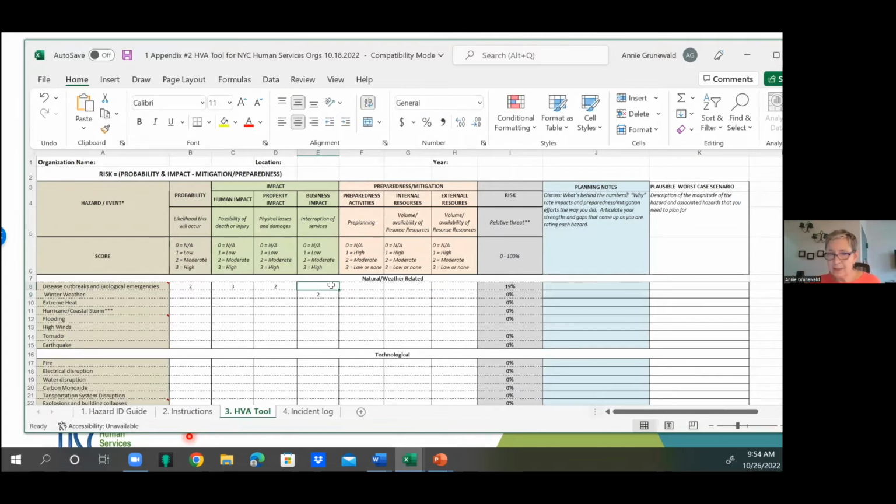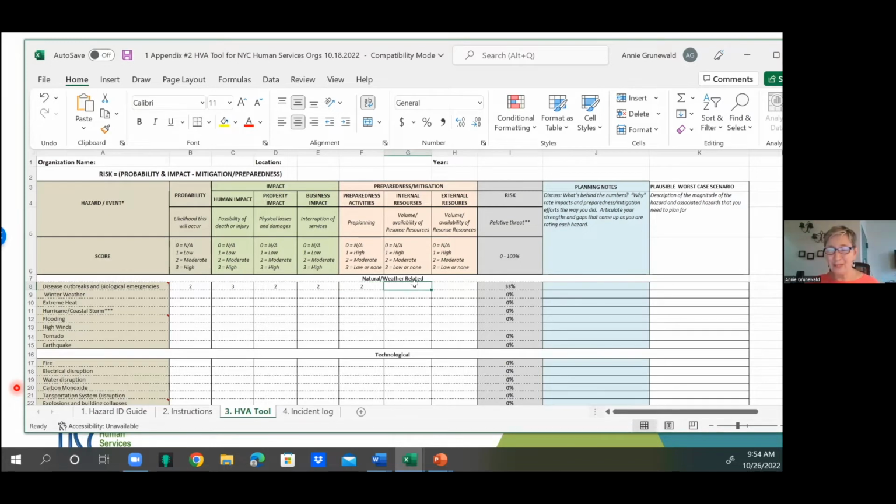The next thing we do is we're going to assign numbers to how prepared we are, because that's going to lessen our risk, right? Maybe we have a great plan now for a pandemic or an epidemic. We certainly have created a lot of great resources. Maybe we haven't written them down, so maybe we consider that our planning is moderate for it.